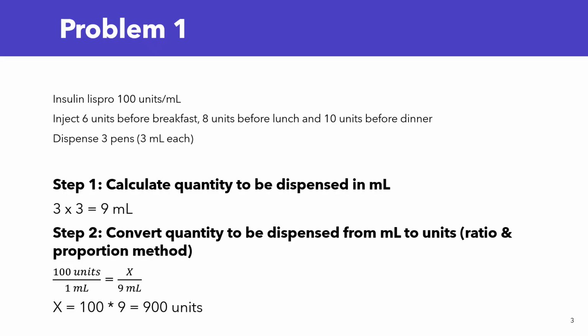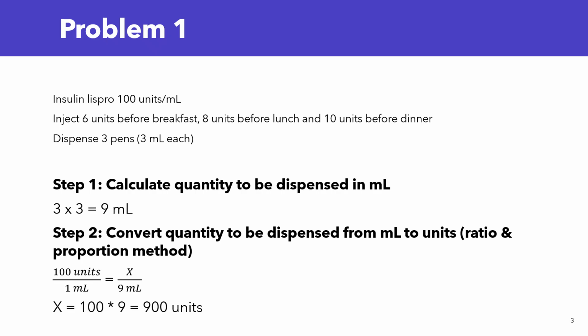The quantity dispensed is given in ml, 9 ml, that's what we just calculated. And then we need to convert that to units. How do we do that? We can use two methods. We can use ratio and proportion, or we can use dimensional analysis. So I'll show you both methods.